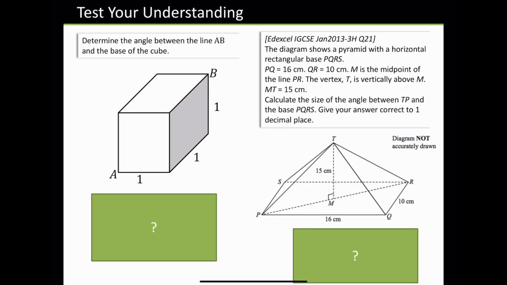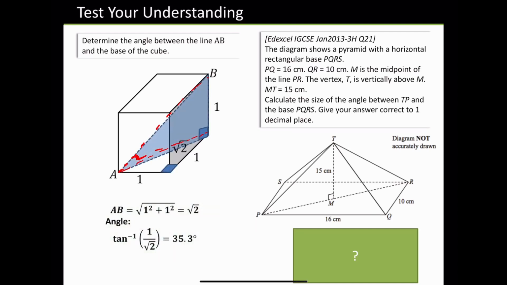So determine the angle between the line AB and the base of each cube. So what we're looking for is this angle here. So that should be 35.3. Same again, pause the video for us and try this question.